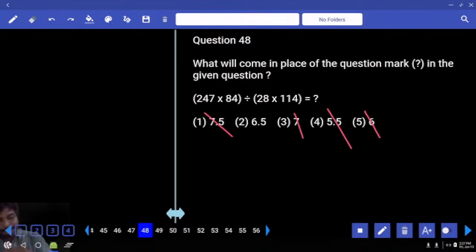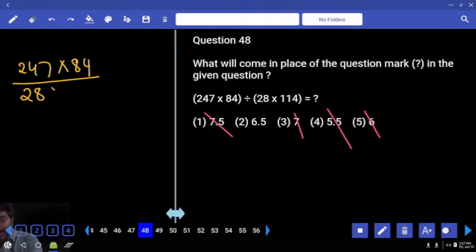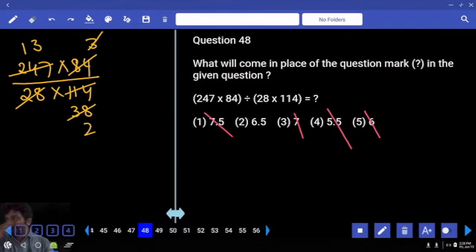.5 answer. 247 into 84 divided by 28 into 114. 28 is 3 times 3 times 8 times 19, 1 3 19, 2 times 6.5.